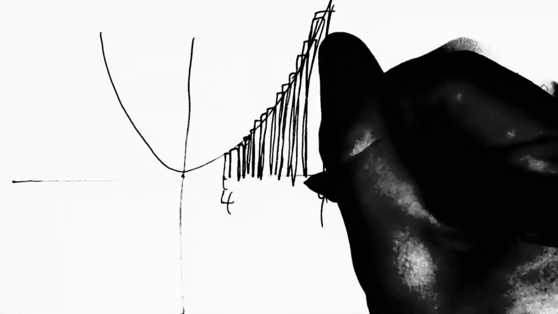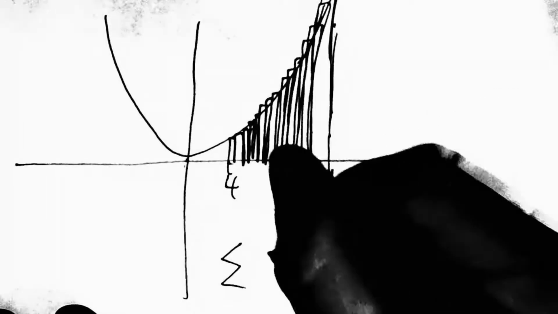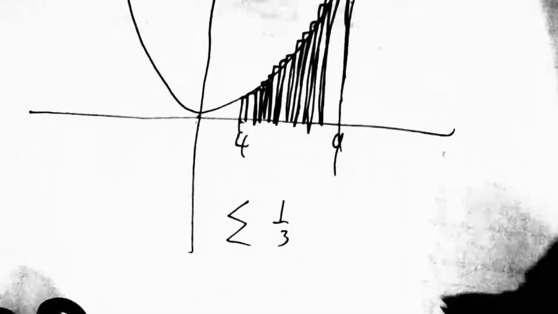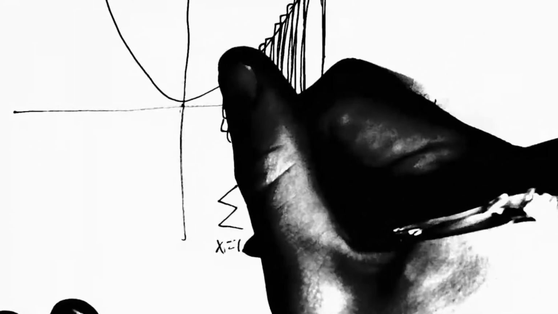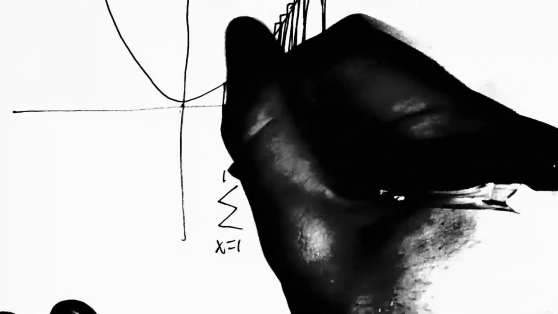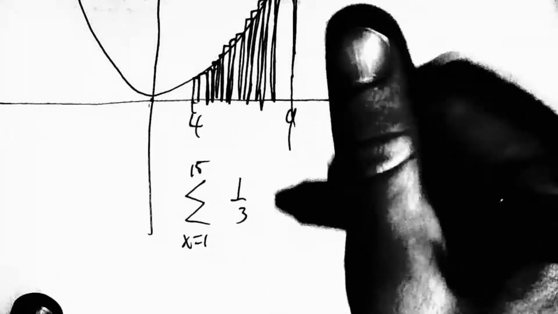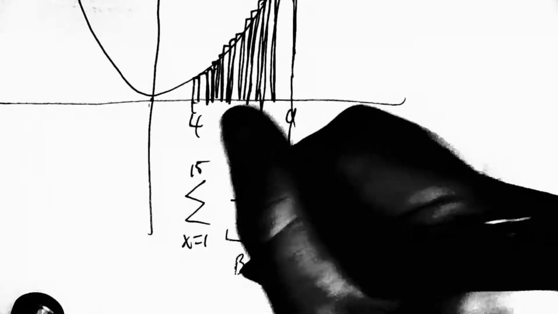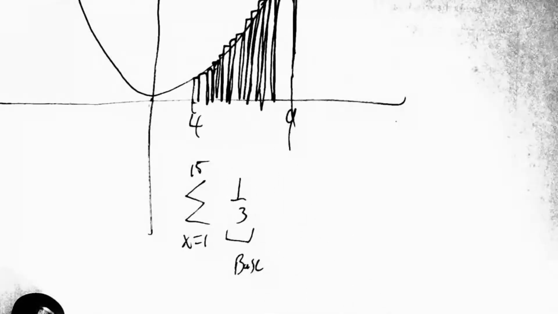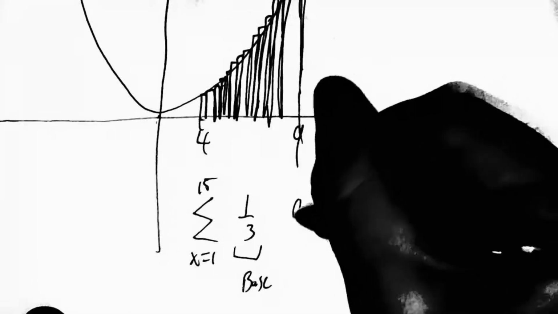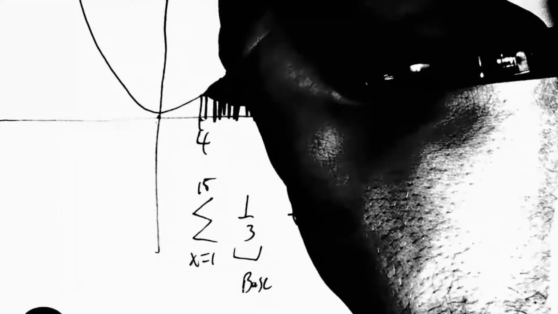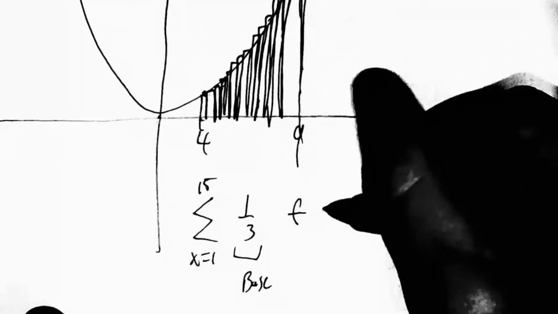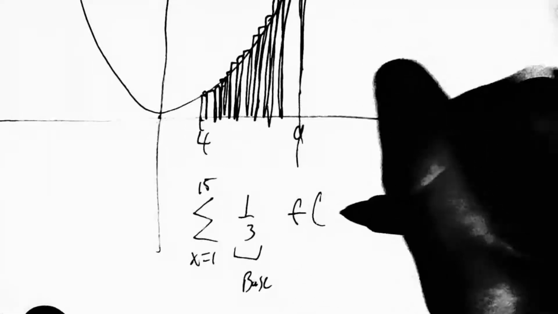And remember that each of these is 1/3. So that's where I'm getting that from. The 1/3 is there. And there's 15, and that's shown by x equals 1 to x equals 15. And this is the base. And then the height is shown by the output of the function at these points. So you say f of your first value.